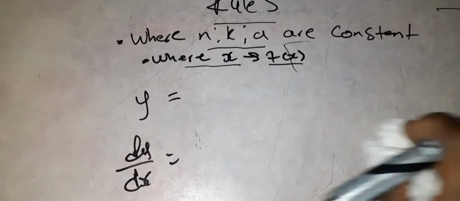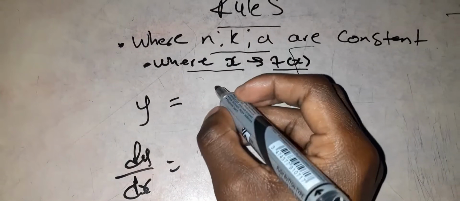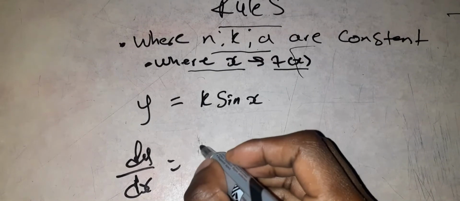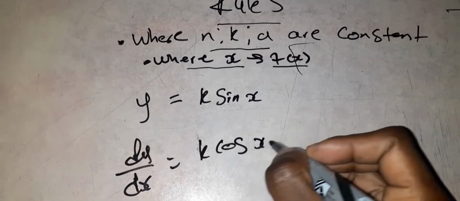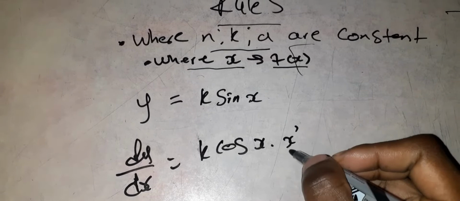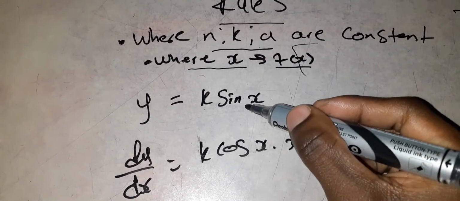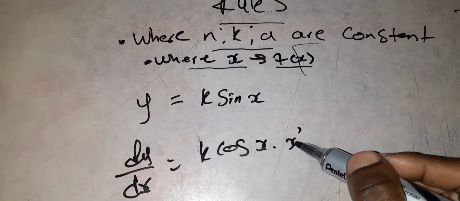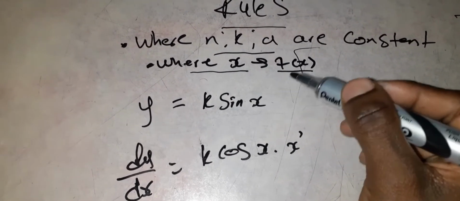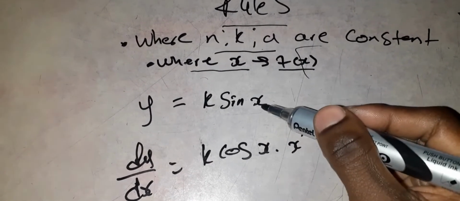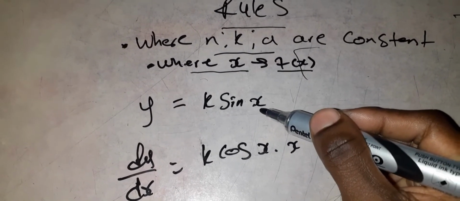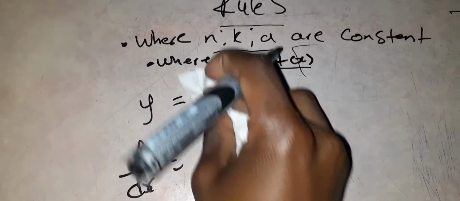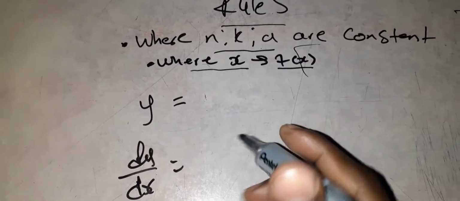Now I'll show you the trigonometric functions that you need to know. The derivative of sine is cos. So k sine x becomes k cos x, but now we need to multiply by the derivative of x. Every time after you change a trigonometric function into another function, you must multiply by the derivative of x, or your f of x. Remember I said f of x is represented by the letter x. So always multiply by the derivative of x after changing your function into another function.